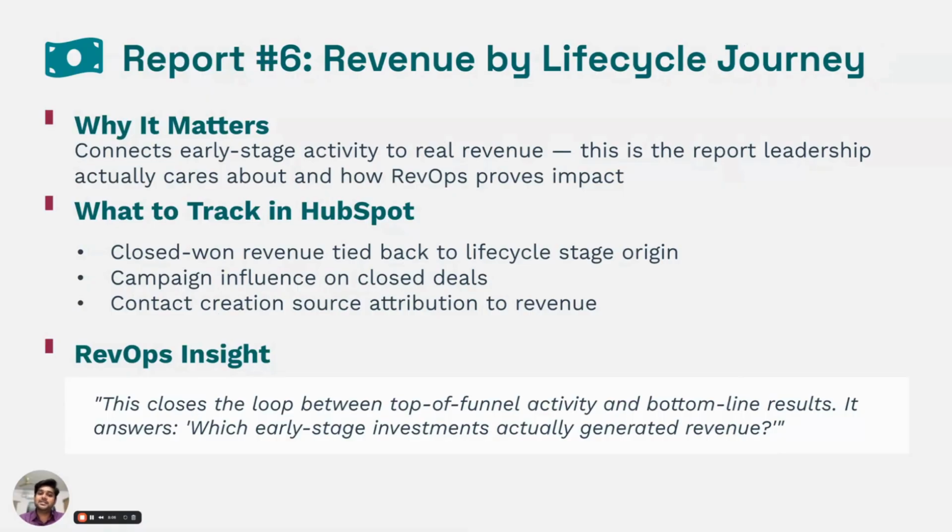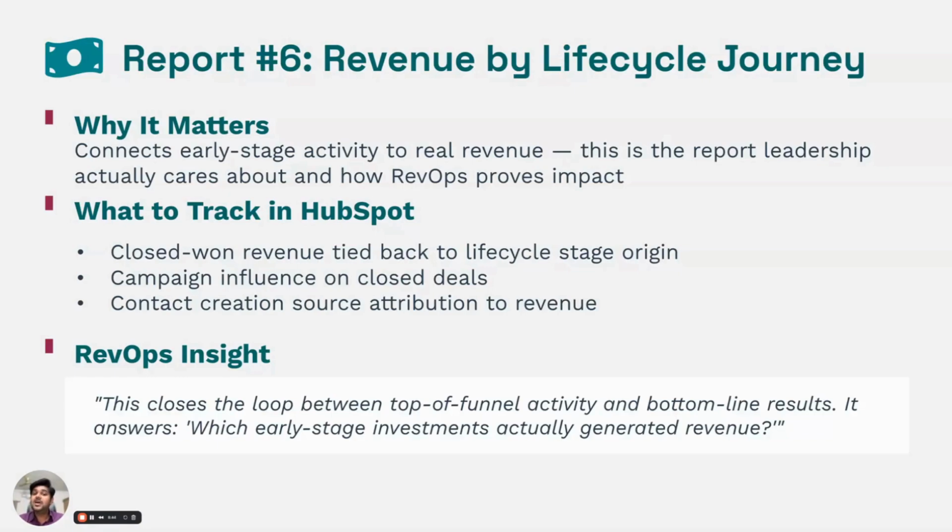And finally, report number 6, revenue by life cycle journey. This is a big one, the one that leadership really cares about, that your board really cares about. This report connects early stage activity to real revenue. What do we track here? Closed won revenue tied back to life cycle stage origin, campaign influence on closed deals, and contact creation source attribution to revenue. Here's the RevOps insight, and this is how you prove your impact. This report closes the loop between top of the funnel activity and bottom line results. It answers the question which early stage investments actually generated revenue.